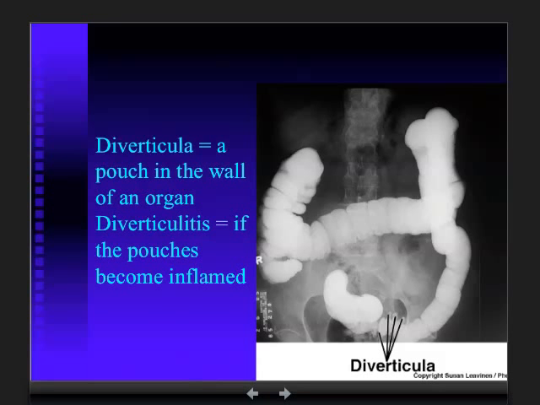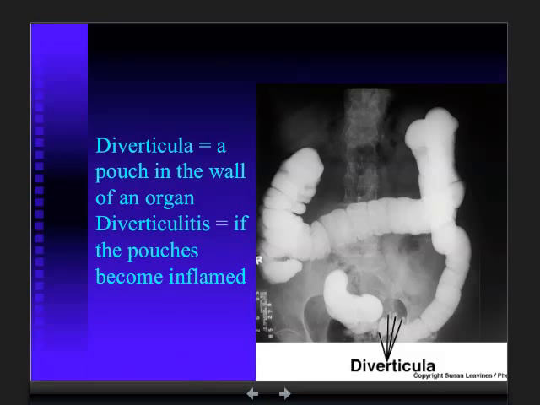and therefore it's subject to the highest intraluminal pressure. And that intraluminal pressure tends to create, in some individuals, these little outpocketings. And if these outpocketings harbor infection, then you have diverticulitis. Some people don't have infection there, and it's just diverticulosis. They have the outpocketings, but there's no infection, no inflammation associated with it.